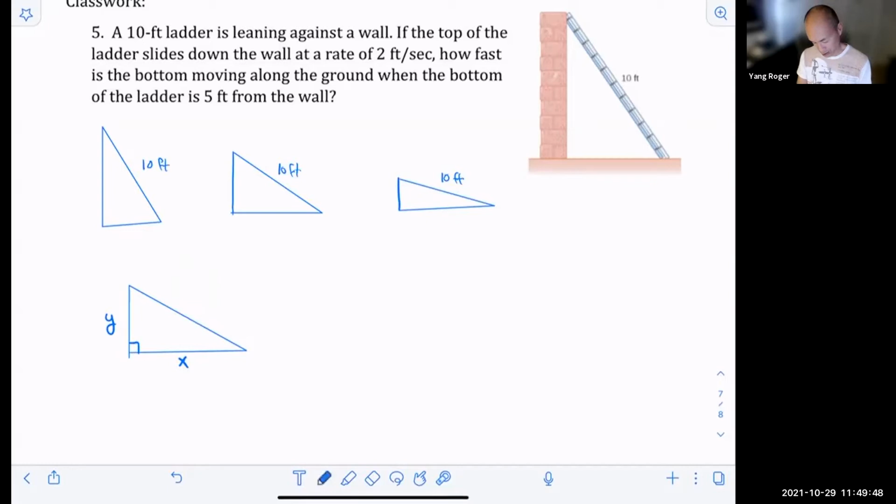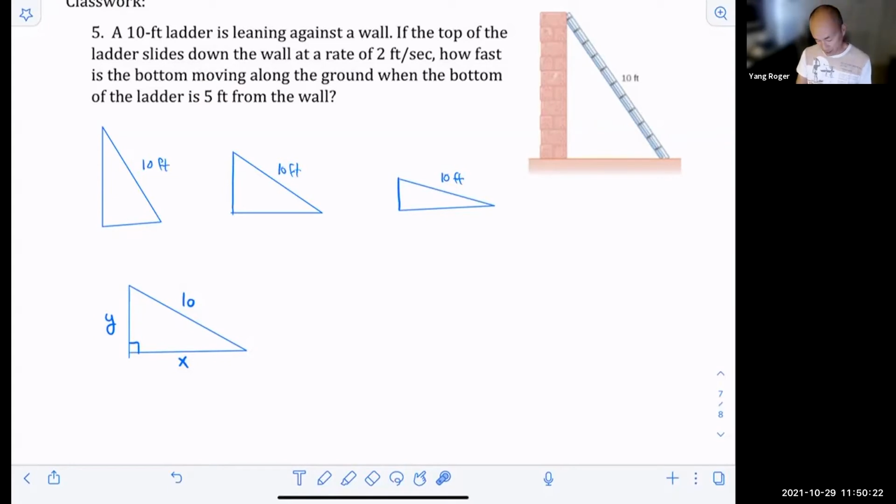So I want you to notice that we're talking about 3 sides of a triangle, and they're not really referencing the angle between them. So let me read this question now more carefully. A 10-foot ladder is leaning against a wall. If the top of the ladder slides down the wall at a rate of 2 feet per second, how fast is the bottom moving along the ground when the bottom of the ladder is 5 feet from the wall?